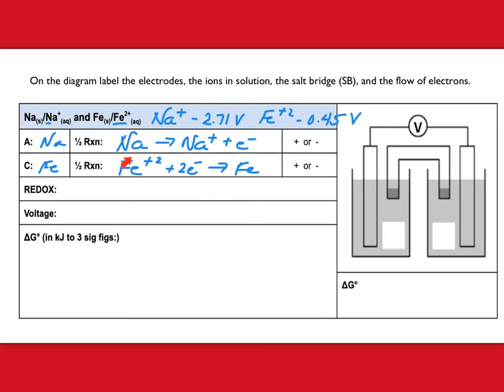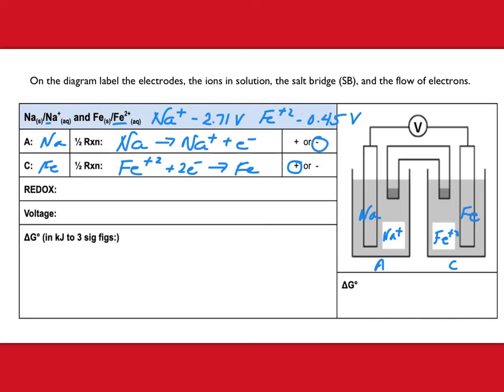So I'll write the half reactions for both the oxidation and reduction. You can see here the sodium's been written as an oxidation, it's losing electrons, and the iron +2 is written as a reduction, it's gaining electrons. Now in terms of the plus or minus here, by convention, the anode is considered, for a voltaic cell, negative because it's the metal that's losing electrons. And the cathode is considered to be positive in a voltaic cell because it's where the electrons are flowing to.